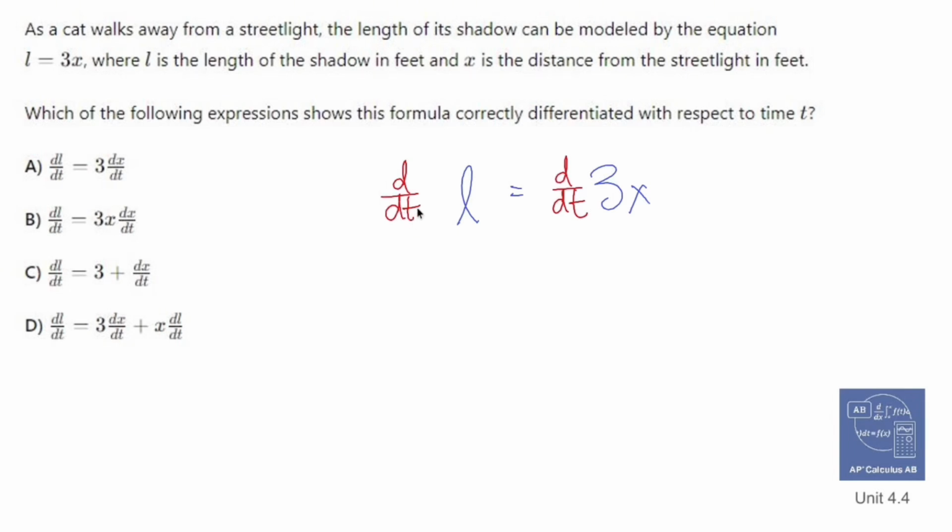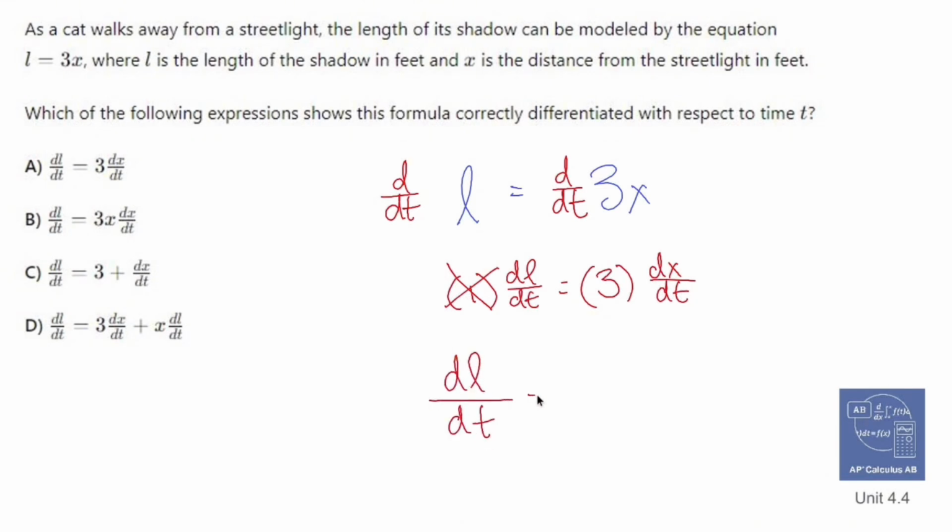When you take the derivative of L with respect to t, the derivative of L is just a 1. But since we're taking the derivative of L with respect to t, we attach dL/dt. On the right side, we're going to do the same thing. The derivative of 3x is 3. But since we're taking the derivative of x with respect to t, we're going to attach dx/dt. So that 1 doesn't need to be there. And you have dL/dt is going to equal 3 dx/dt, which is going to be A.